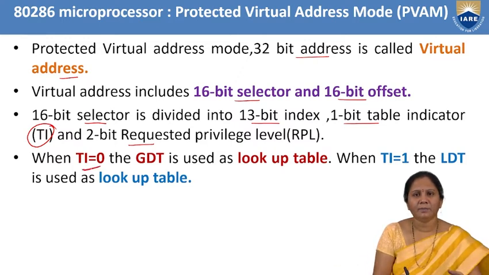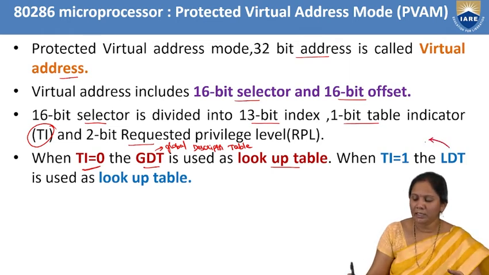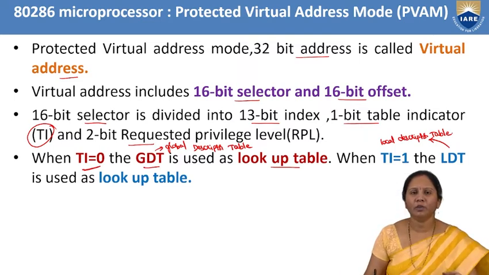TI represents table indicator. If TI is equal to 0, the GDT is used as a lookup table. Here GDT stands for global descriptor table. If TI is equal to 1, the LDT will be used as a lookup table. Here LDT stands for local descriptor table. This GDT and LDT will generally be used for segmentation purposes.